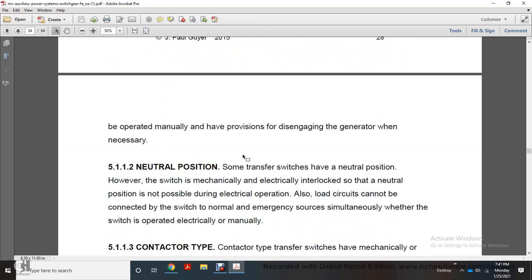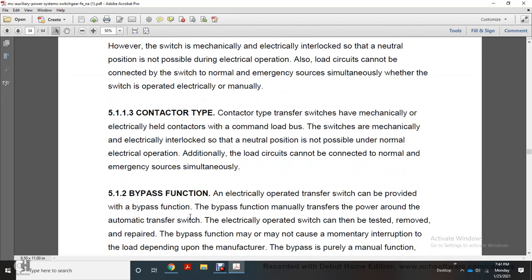Neutral position. Some transfer switches have a neutral position. Their switches are mechanically and electrically interlocked, so the neutral position is not possible during electrical operation. Also, load circuits cannot be connected and switched to the normal and emergency source simultaneously, whether the switches are operated electrically or manually.